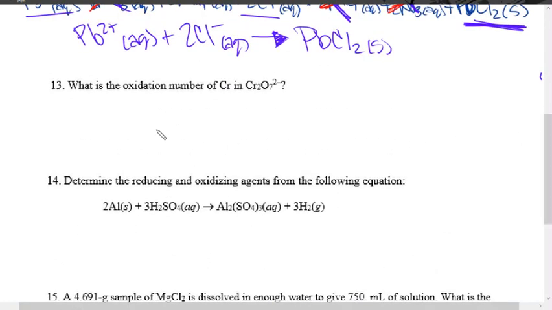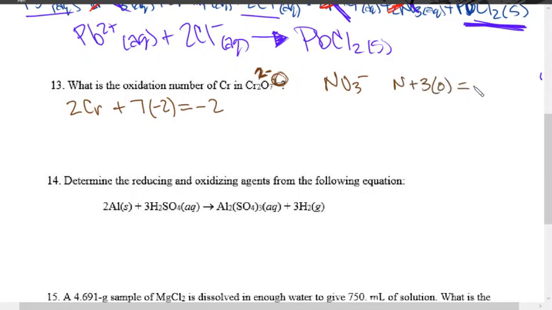What's the oxidation number of chromium in Cr2O7 2-? What I like to do in these is set up a little algebra, super simple algebra, once I know something that isn't going to change. So 2- is what oxygen is always going to be unless it's a peroxide, but then it's technically not oxygen, it's peroxide. So I'll do 2 times Cr plus 7 times negative 2 is going to equal negative 2, because we need it to equal the charge. If we were talking about NO3-, it's going to be N plus 3 times O equals negative 1.